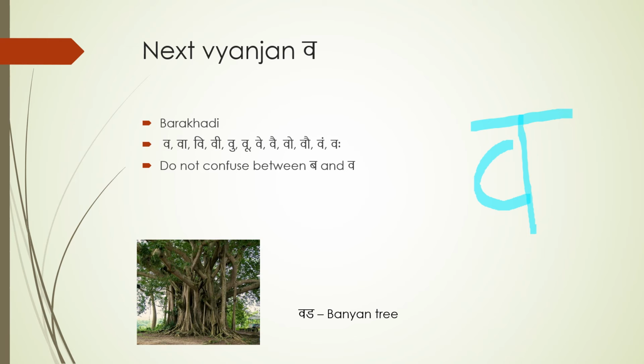Barakhadi here is V, Va, Vi, Vu, Voo, Ve, Vai, Vo, Vau, Vam, Vah. And an example of V is a banyan tree known as Vad in Marathi, found quite often on the streets dotting the villages or the highways if you drive around in India.